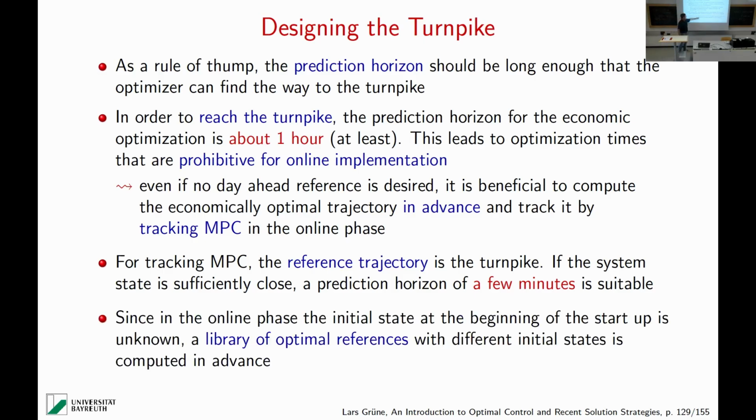In the online phase, you do not really know the initial state of your plant. So it may happen that the reference trajectory is too far away from your current state, and then you have a problem. So what they really do is they compute a whole library of optimal references beforehand, and then choose the one that is closest to the current state and use that for the reference.